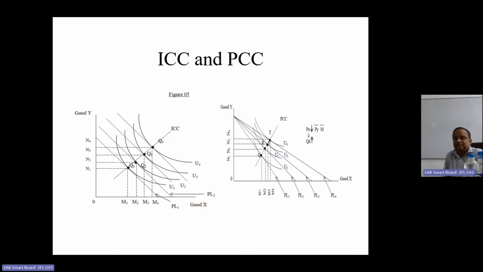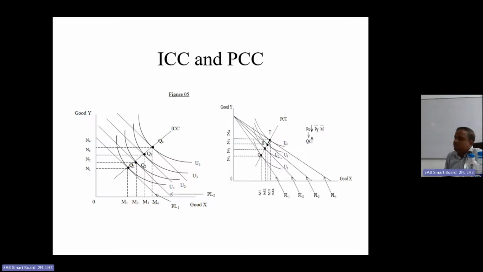That means from each bundle, X or Y, considering those equilibrium points, we identify the income consumption curve. Simply, it explains the income and the demand for the products that the consumer consumes.